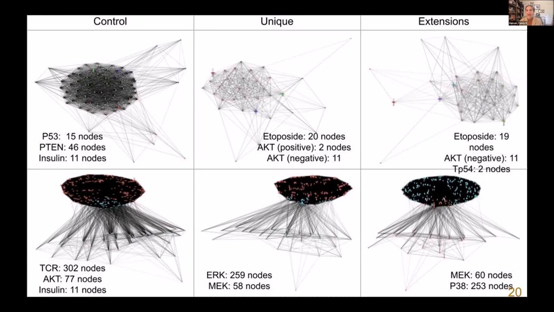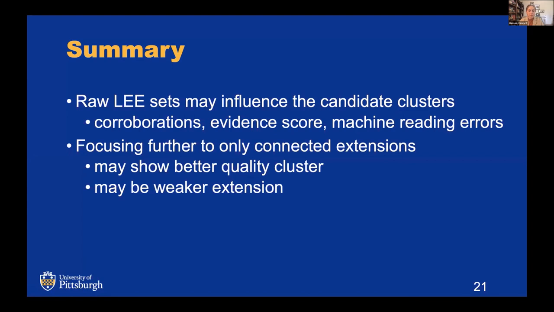And this input of sets moves towards an increasingly narrow focus, and these results can tell us what characteristics of an LEE set influence the interpreted clusters. From these results, we can conclude the control output from the raw LEE sets is influenced by corroborations and also by how many times an LEE is found in a set, which you may remember from violin is called the evidence score. And Yasmine spoke about this in her talk. Also, from what we saw in the violin and flute integration, we can expect there to be a good number of machine reading errors influencing the candidate extent or the interpreted extension clusters.